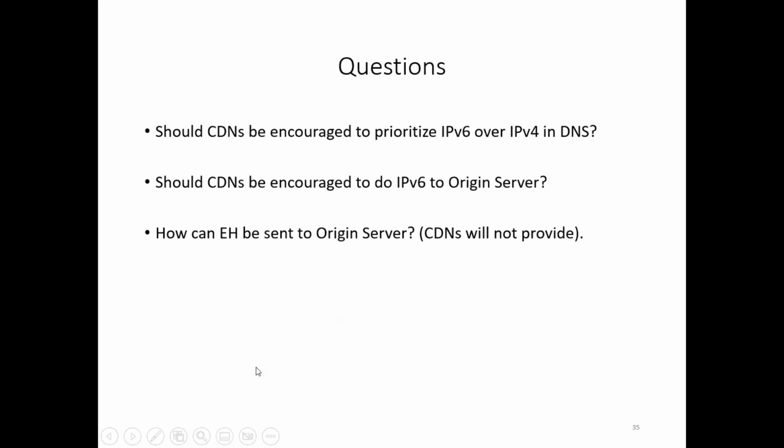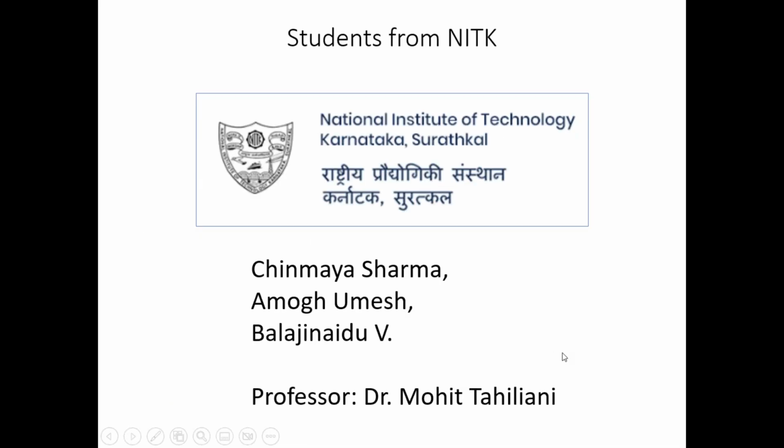In fact, it was quite interesting. Such CDN providers are talking quite loudly about V6 up, and they're not doing it themselves. Interesting. And yet they blame enterprises for not doing IPv6. Anyway, eat your own dog food. So how can EH be sent to the origin server? That is a different question, which we'll talk about.